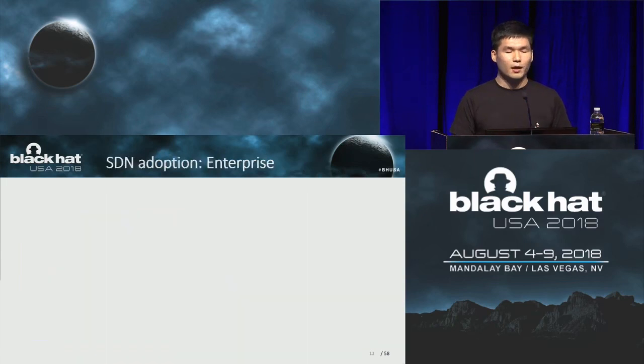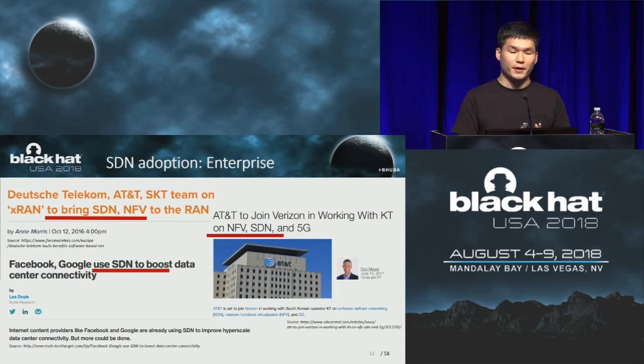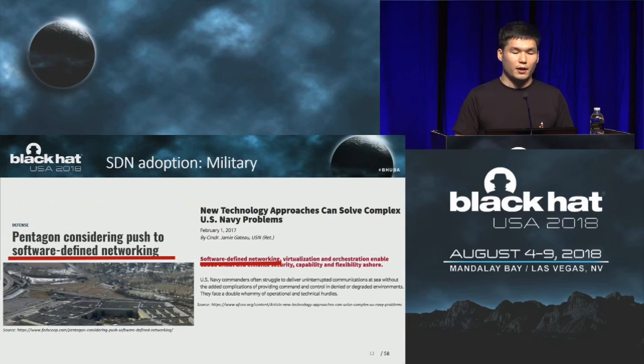As I described in the previous slides, there are many advantages of SDN, so many companies are adopting SDN these days. For instance, telco companies like Deutsche Telekom, AT&T, and Verizon are building 5G networks and wide area networks using SDN. Major companies like Google and Facebook are using SDN to build their data centers. And not only industry, but also the military in the US is considering adopting SDN into their military networks. Because of the military network characteristics, it seems that they prefer the centralized network management with the collaborative view in SDN.